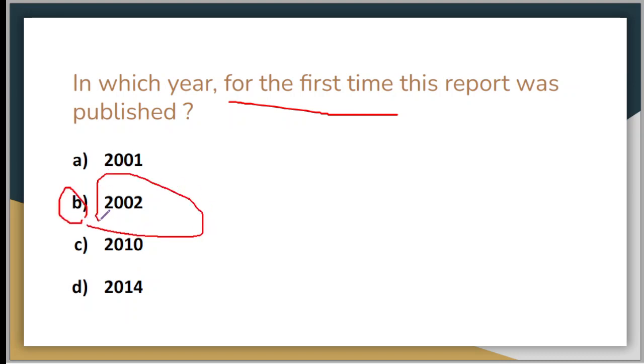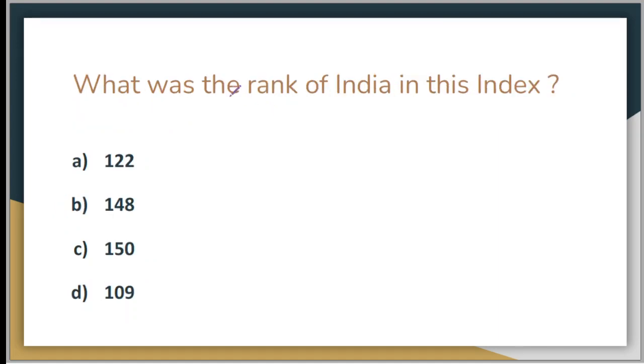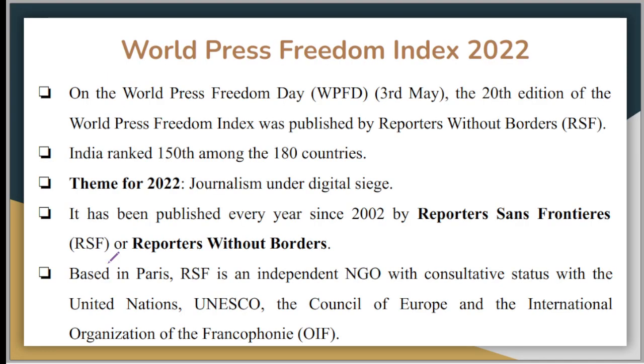In the year 2002, for the very first time, the World Press Freedom Index was released. Your next question is, what was the rank of India in this index? What rank did India secure this year? Option A is 122, option B is 148, option C is 150, and option D is 109. The correct answer is of course option C, which is in the next slide. So that is 150. The 150th rank has been secured by India this year.